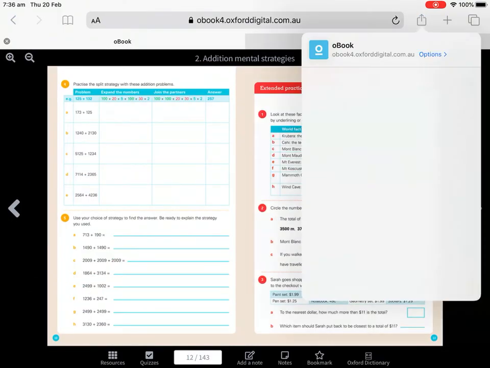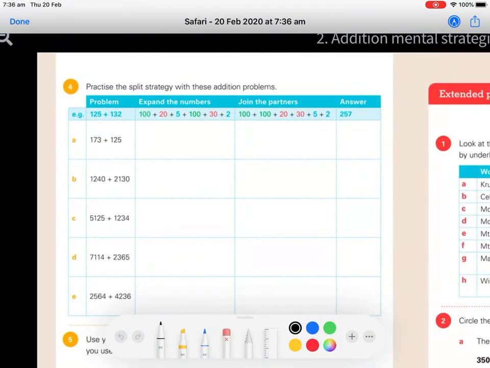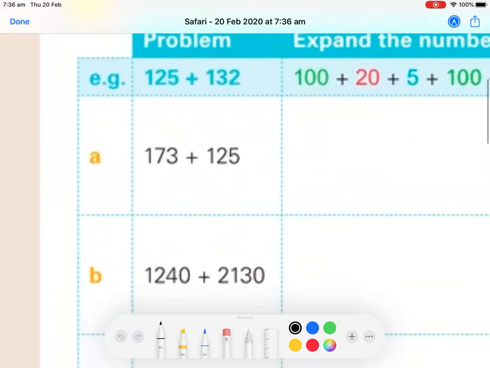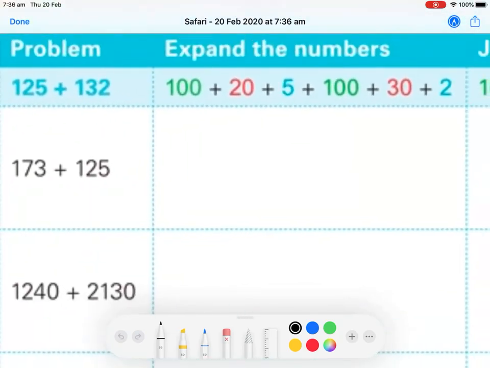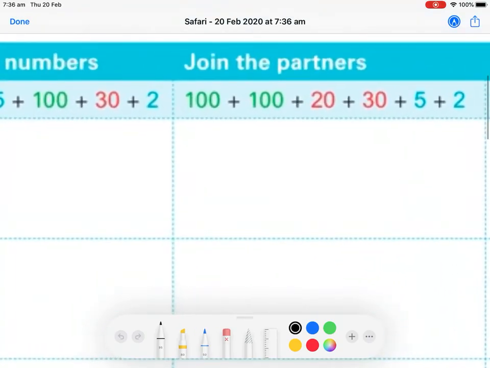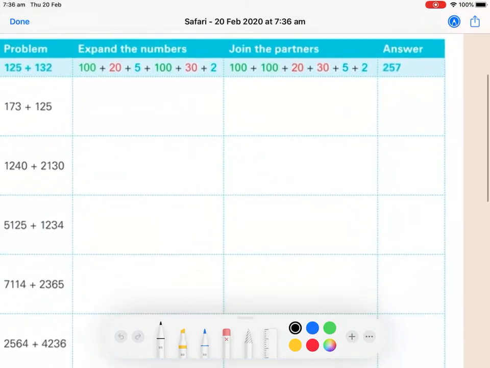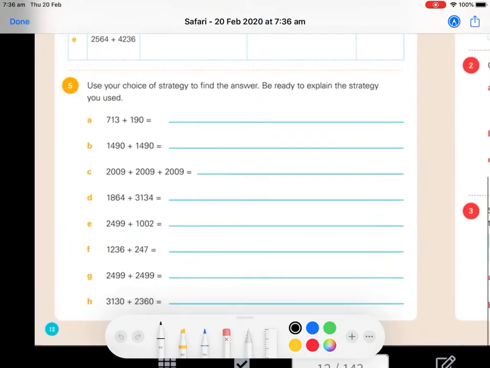Let's move on to the next pages here, and let's have a look. Practice a split strategy with these addition problems. So we're just practicing exactly what we did on the last page. You've got these numbers, you split them up into their hundreds, tens, and ones, then rearrange them so that you've got your hundreds together, your tens together, your ones together, and then do your answer. Okay, so that's that section there.